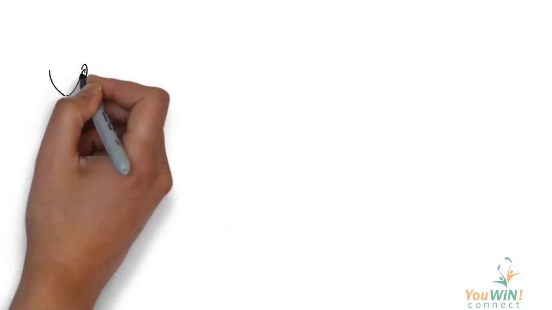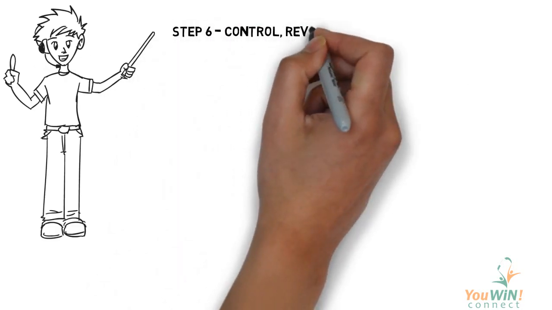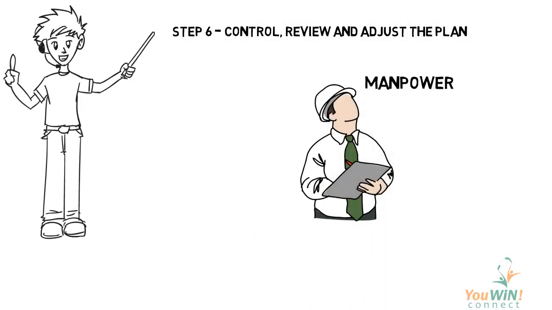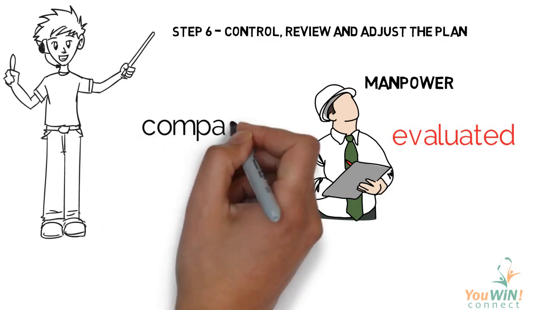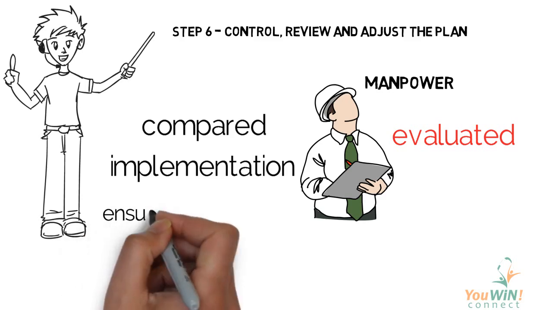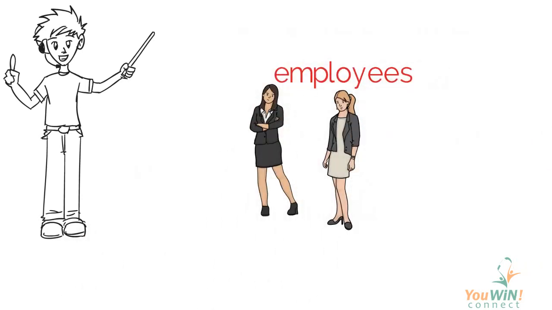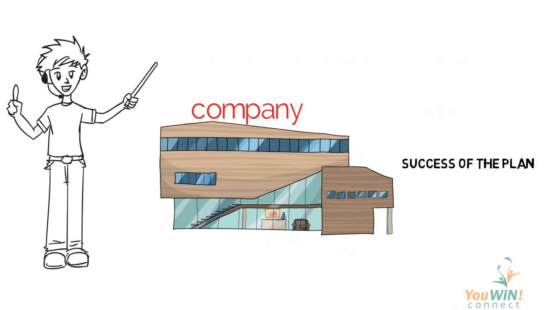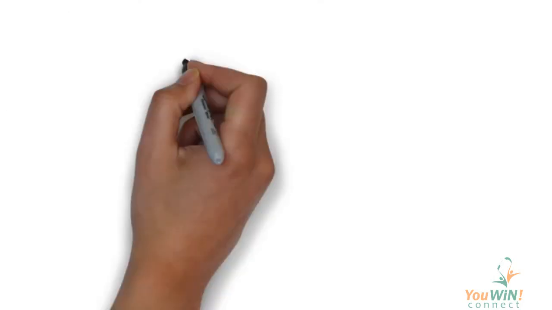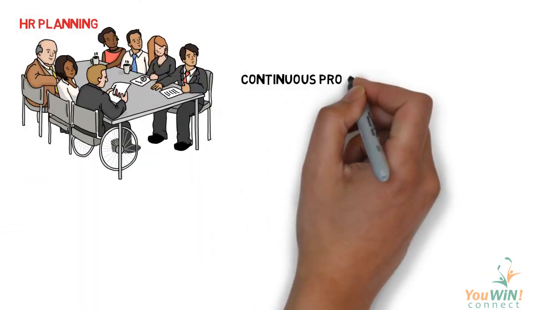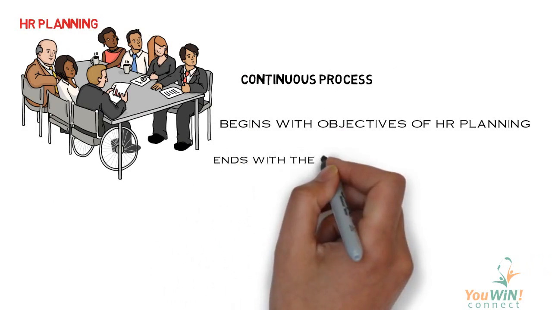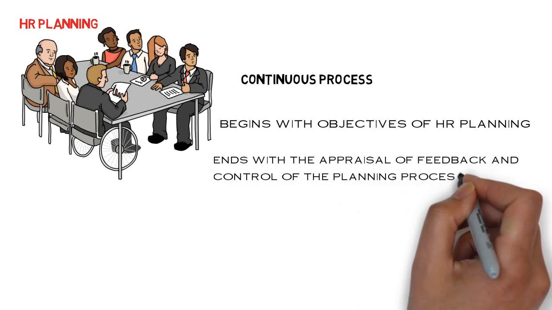The final step in this process is the control, reviewing, and adjusting the plan. Because the effectiveness of the manpower planning process is to be evaluated. So, the human resource plan is compared with its actual implementation to ensure the availability of a number of employees for several jobs. At this stage, the company has to decide the success of the plan and control the deficiencies, if any. HR planning is a continuous process that begins with the objectives of the human resource planning, and it ends with the appraisal of feedback and control of the planning process.